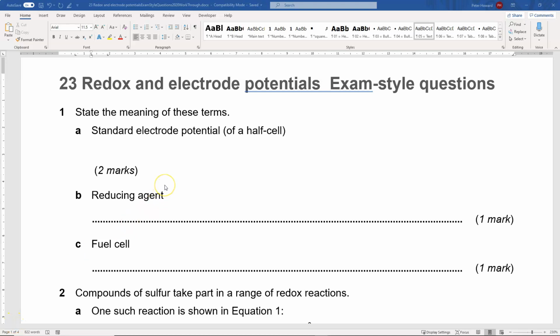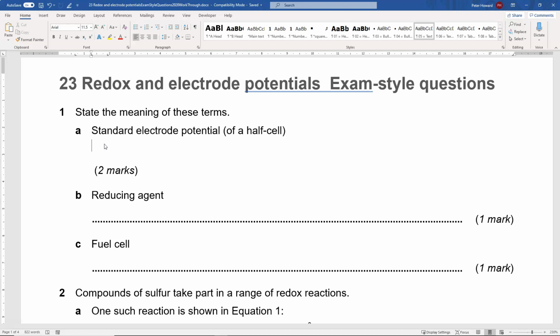This is my attempt to produce a self-paced worksheet. This worksheet is 23, redox and electrode potentials, with exam-style questions. Read the question, pause the video, see if you can answer a question, then push play to see if you have got the correct answer.